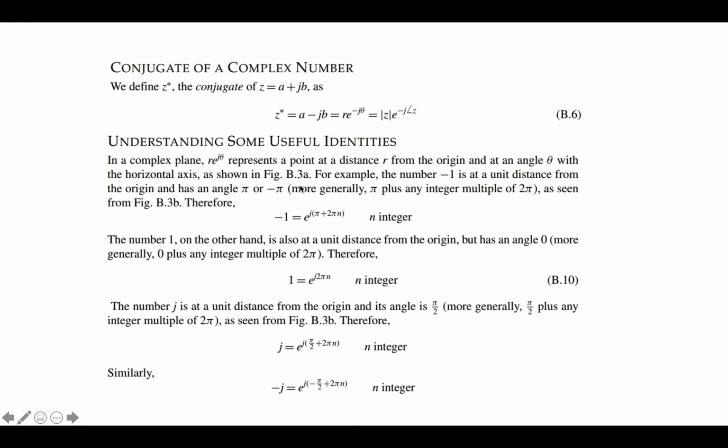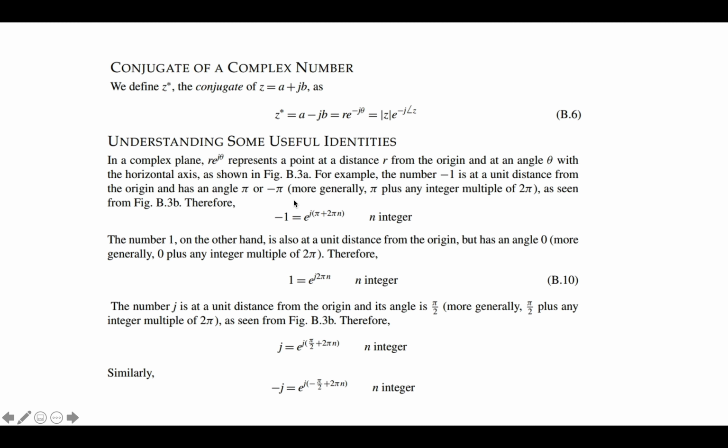There are some useful identities. e to the j pi is equal to minus 1. Easiest to visualize that if you look back at the figure. e to the j pi, pi would be 180 degrees, so that would plot on the negative real axis. So it's equal to negative 1 because the magnitude multiplying the exponential is 1. And then, of course, if you add any integer multiple of 2 pi, you end up right back where you were. If it is e to the j times 2 pi n, then that's equal to 1.